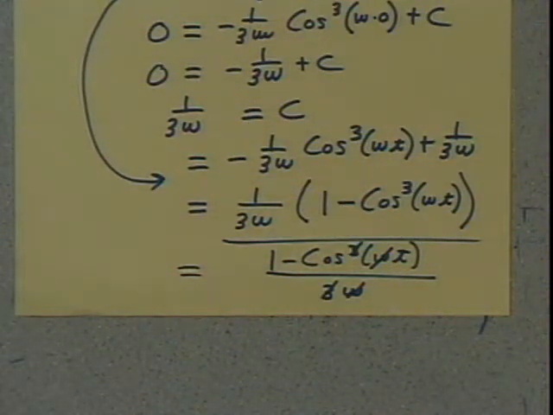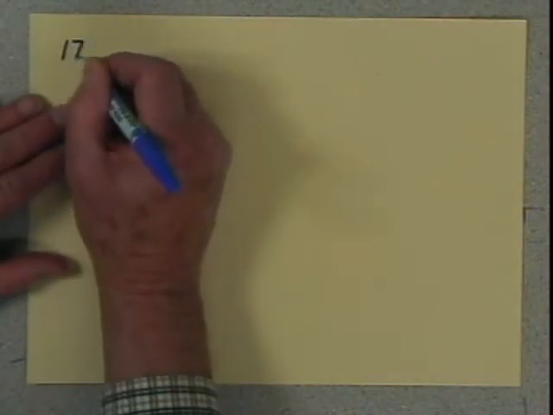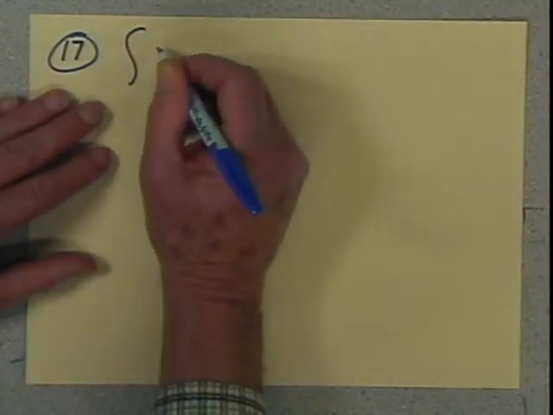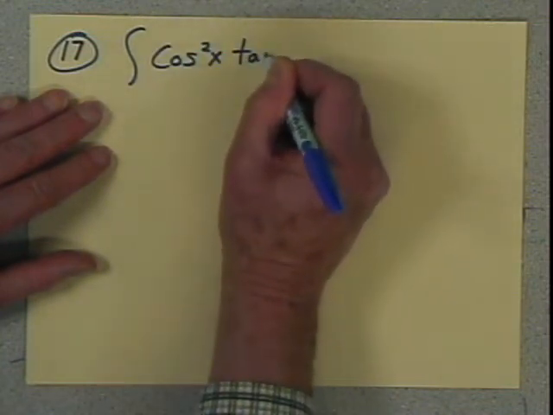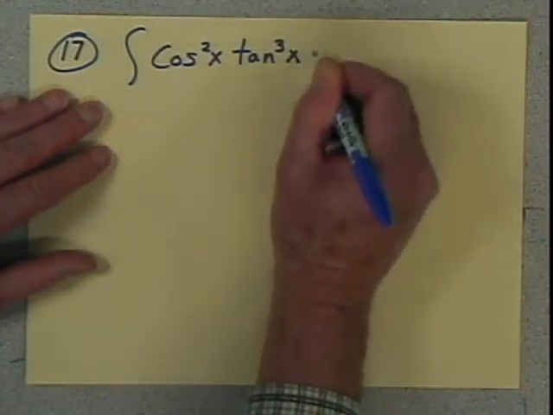Are there any problems left? There is. 17 is still out there? We must have worked most of them. Well, maybe I gotta go back to white paper. This isn't working. There's a couple that we have. Oh, okay, that's a relief. 17 is cosine squared, tangent cubed, and then dx.